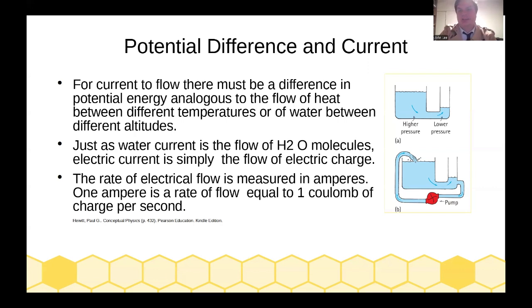So on the right-hand side, you see a kind of analogous system to electric current where water will flow from a higher pressure to a lower pressure or from higher potential energy to lower potential energy. In the same way, a current will flow from a higher electric potential to a lower electric potential, such as might happen if you disconnect a battery from a capacitor and let the charges flow back to their initial states. However, this would be really quick and it wouldn't get much accomplished.